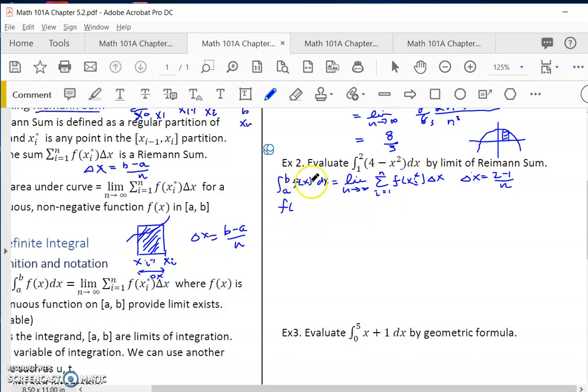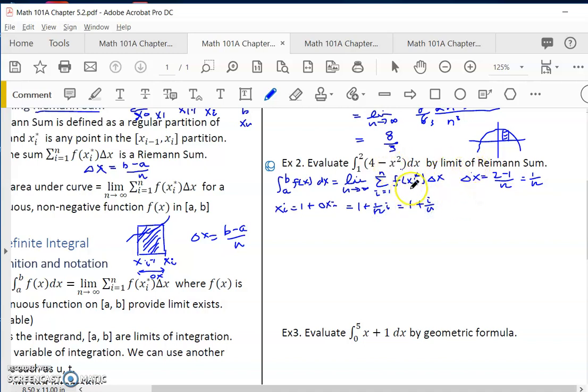Not f of xi. Let's erase this. Because I start from 1, so xi would be 1 plus delta x times i. That means xi is 1 plus 1 over n times i, so it'll be 1 plus i over n.